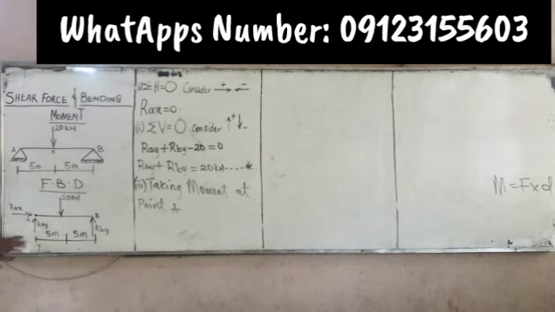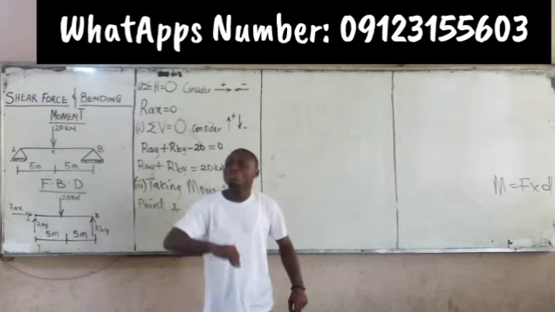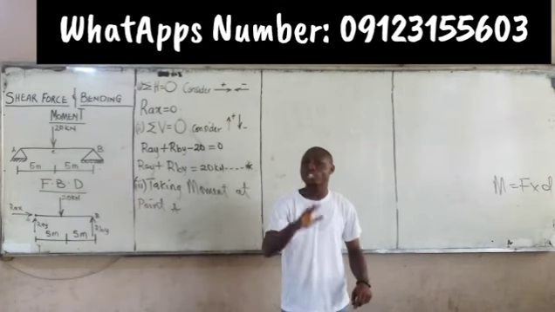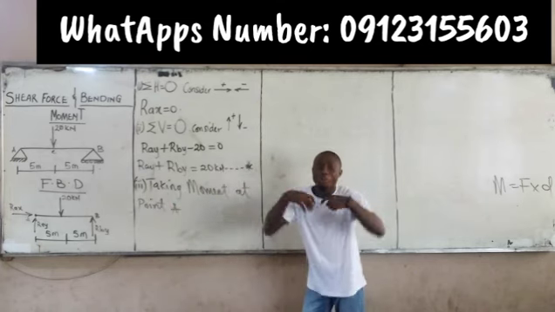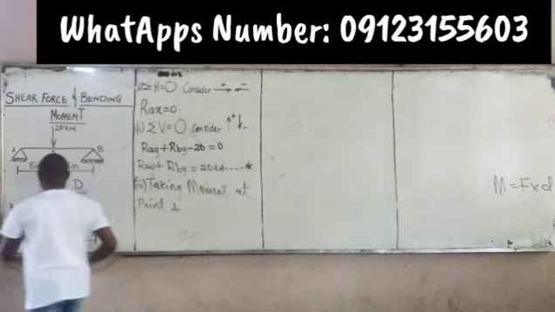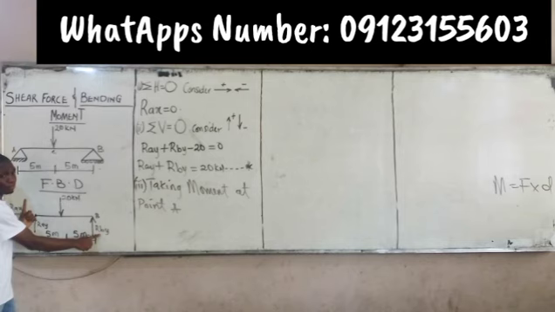Why? Anywhere you are taking moment from is always equal to 0. So since I'm taking moment at A, automatically A is 0. So everything there is 0. That's all. And how many things are left? Only 2. This man and this man are left.